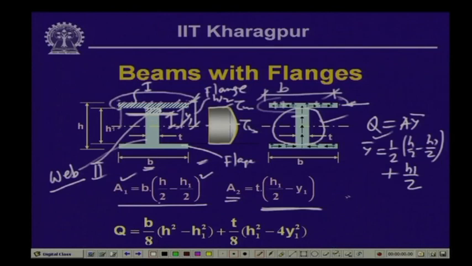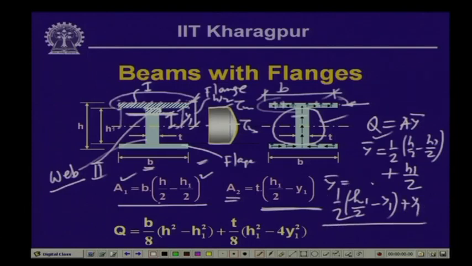So, this plus h 1 by 2 will give me the y bar of the first rectangle. For the second rectangle, the distance again is h by 2 and h 1 by 2, so this distance is h 1 by 2 minus y 1. Half of that is the C g distance, and if we add y 1 to that, this will give me the y bar for the second rectangle. If you do that, A 1 multiplied by its y bar and A 2 multiplied by its y bar, we will get the value of Q, which is given by this.